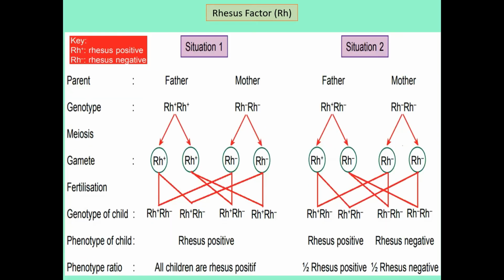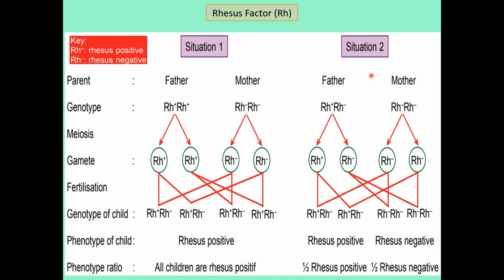Look at these genetic diagrams. Situation number 1, when the father is homozygous rhesus positive, crossed with the mother who is homozygous rhesus negative, we can see the genotype of the children is all heterozygous rhesus positive. Okay, Rh positive, Rh negative. You can see all are Rh positive and Rh negative. So this is heterozygous dominant rhesus positive. So the phenotype of the children is rhesus positive.